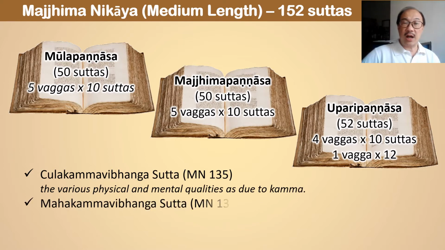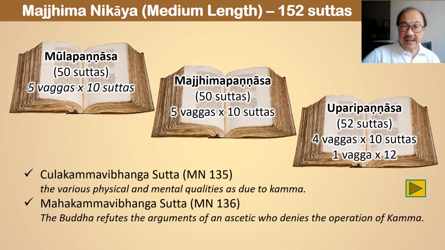For example, the Culakammavibhanga Sutta, Majjhima Nikaya 135, and the Mahakammavibhanga Sutta, Majjhima Nikaya 136. Both of them deal with the law of karma. Why are people born not equal, with some having short lives, some beautiful, some wealthy, famous, and others not? It also explains why some who perform wholesome deeds now acquire negative results, and vice versa.